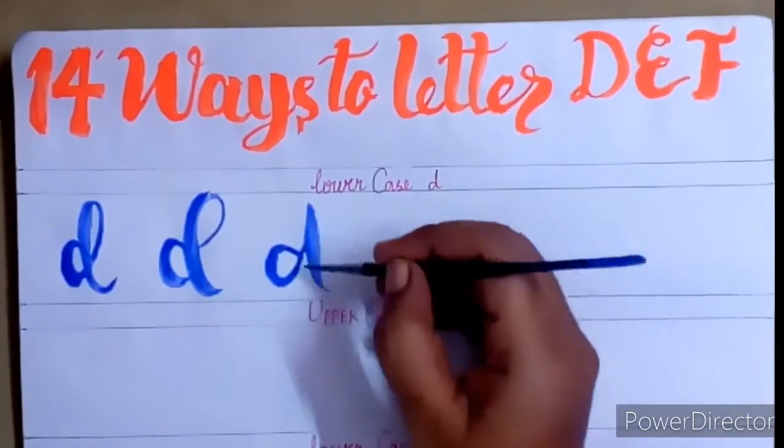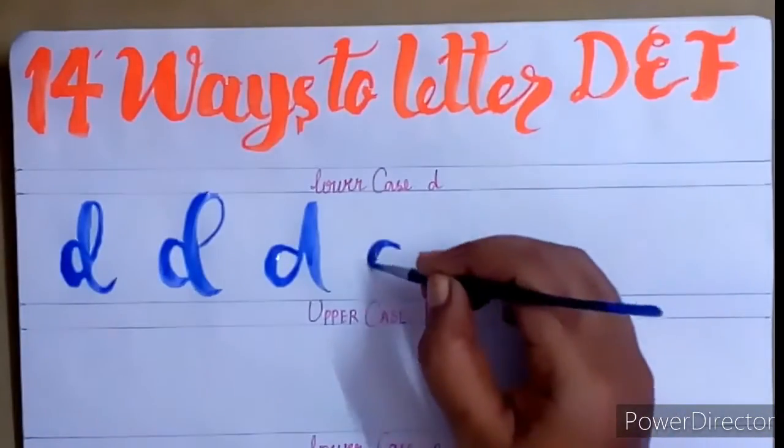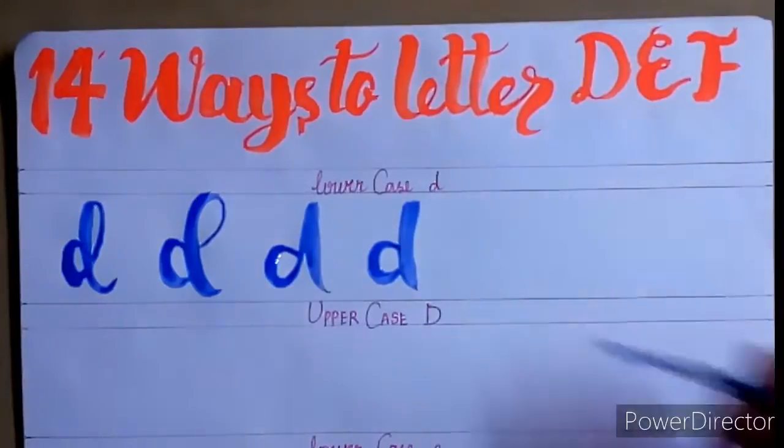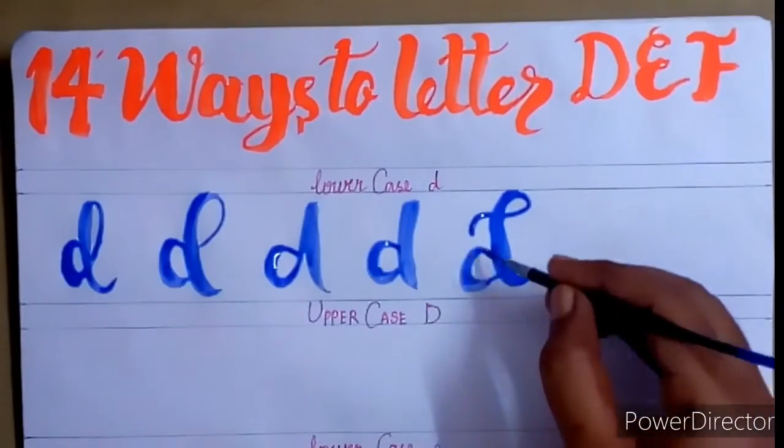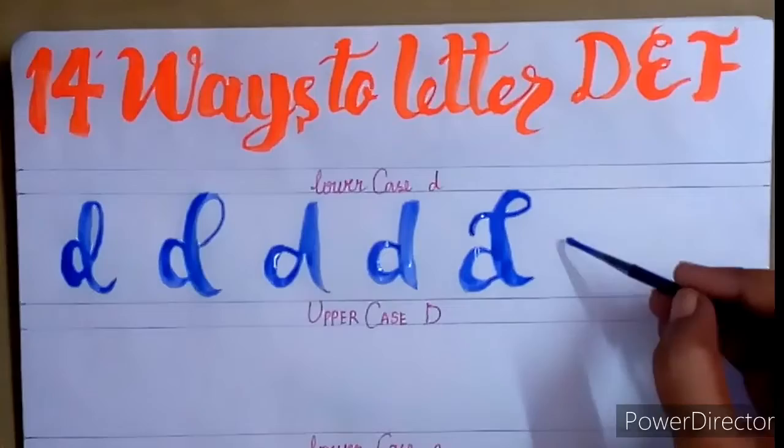It's about 14 ways of lettering the alphabets D, E and F. Here, 14 ways of lettering split into 7 lowercase letterings and 7 uppercase letterings.